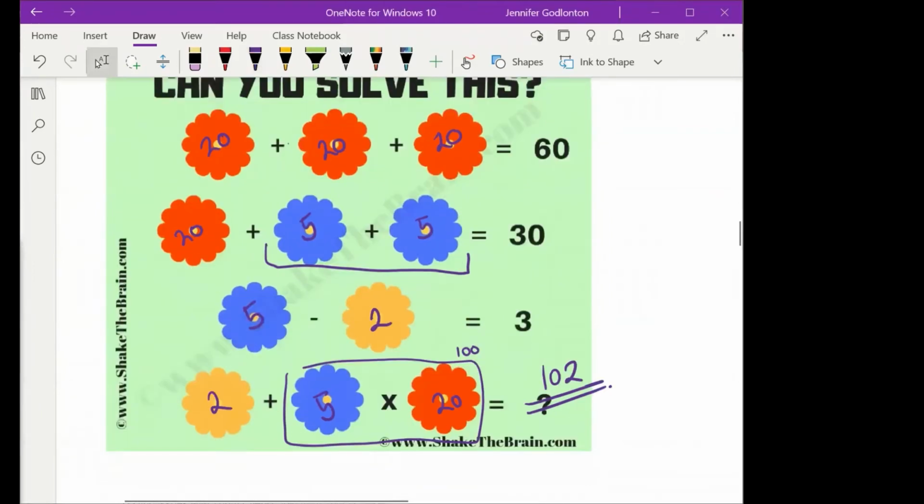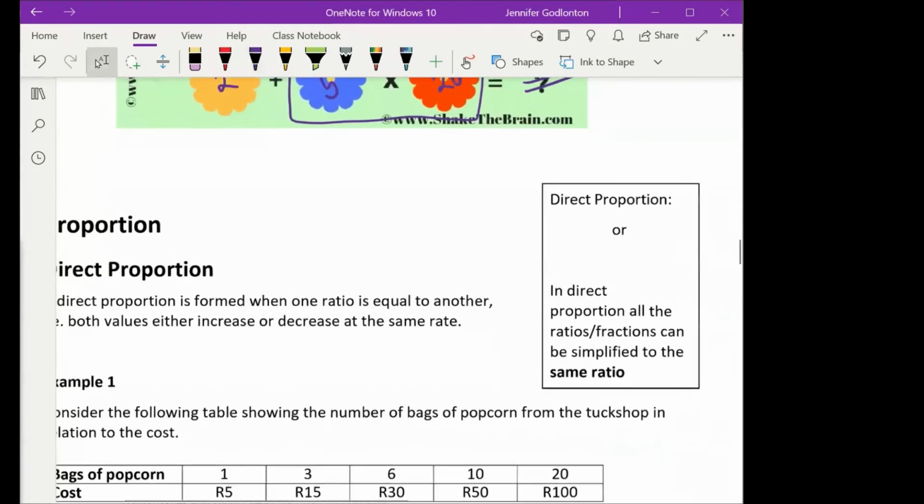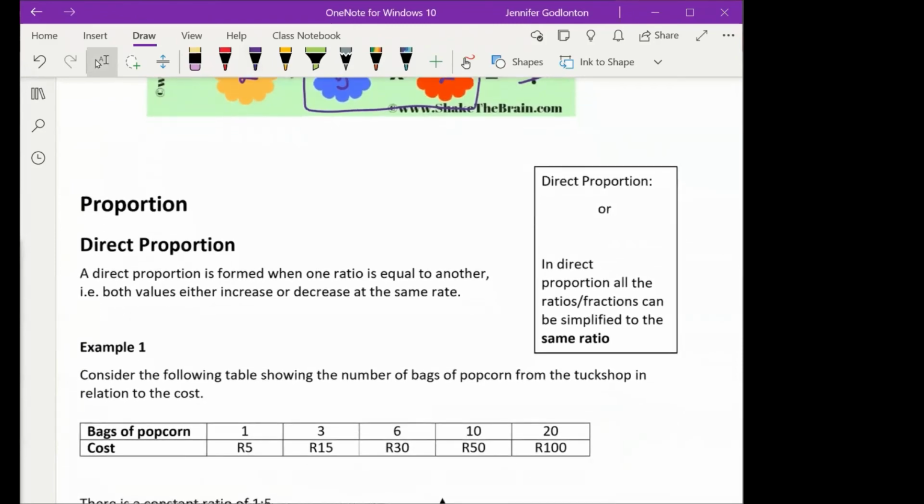We're going to look at some proportion. Okay, this seems like it's super confusing, but it's actually really nice and easy. So don't panic. And I'm going to go through it nice and quickly because there's nothing stressful about this.